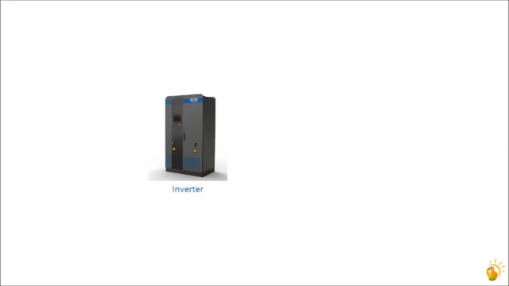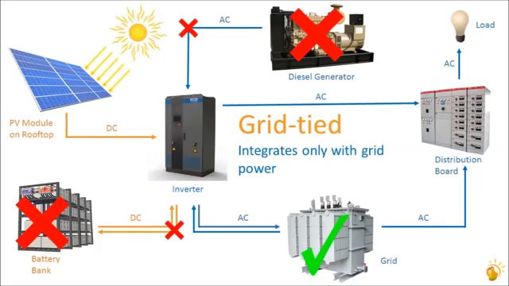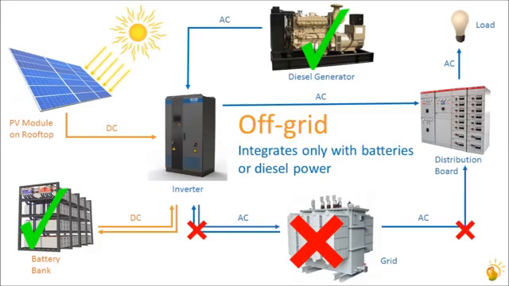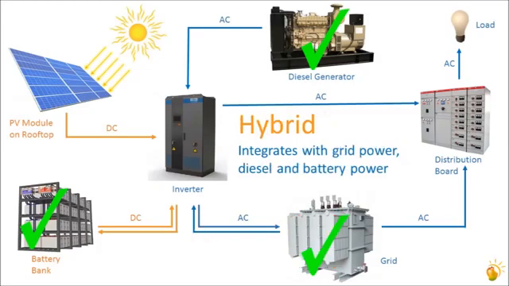The three types of solar plants boil down to three types of inverters: the grid tie inverter that integrates only with grid power, the off grid inverter that integrates only with batteries or diesel power but not with the grid, and finally the hybrid inverter that can integrate with grid power, diesel, and battery power.